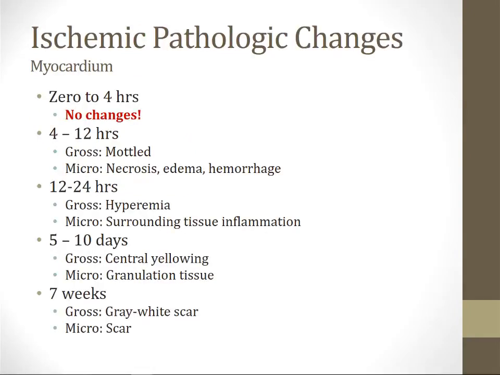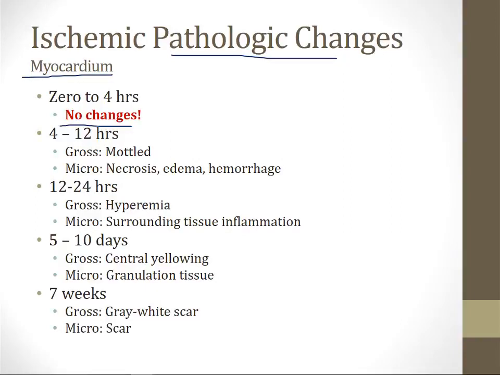Shown on the screen is the progression of pathologic changes that you see after a myocardial infarction in the myocardium. So when there's a myocardial infarction, in the first 4 hours, there are no changes that you can see grossly when you examine the heart. So if patients die within an hour or so from an arrhythmia after a myocardial infarction, you may actually find a normal heart at pathology.